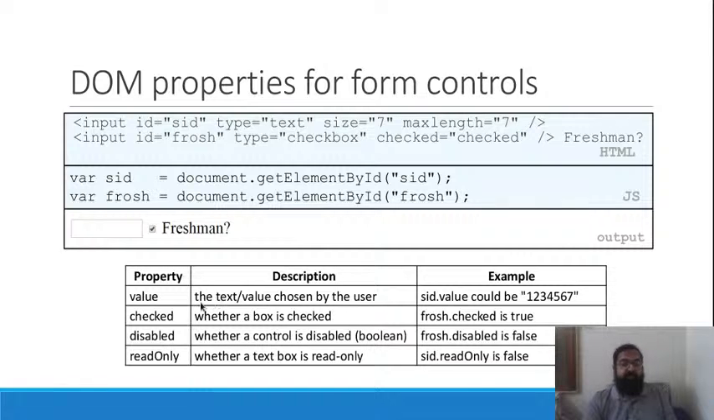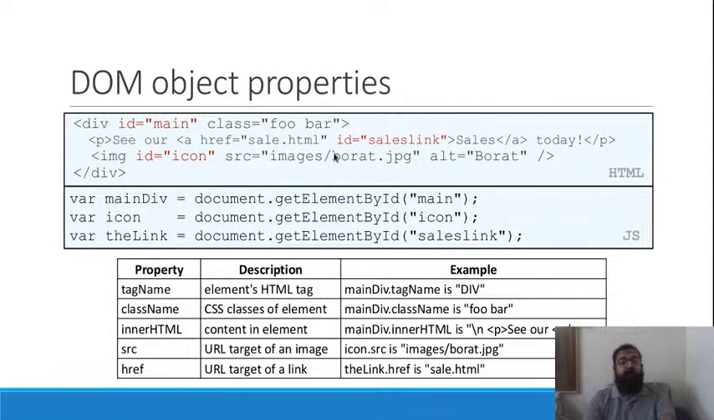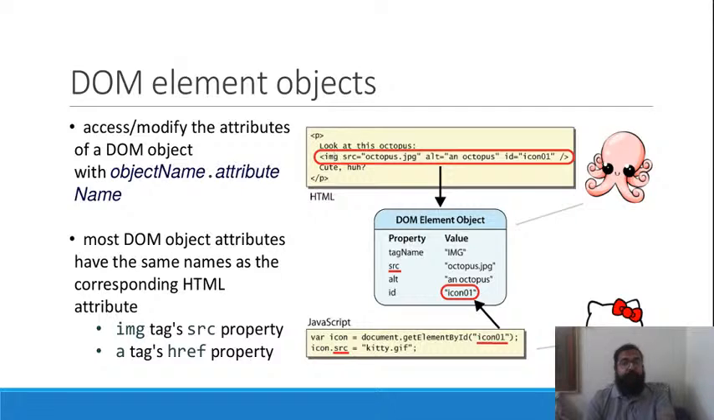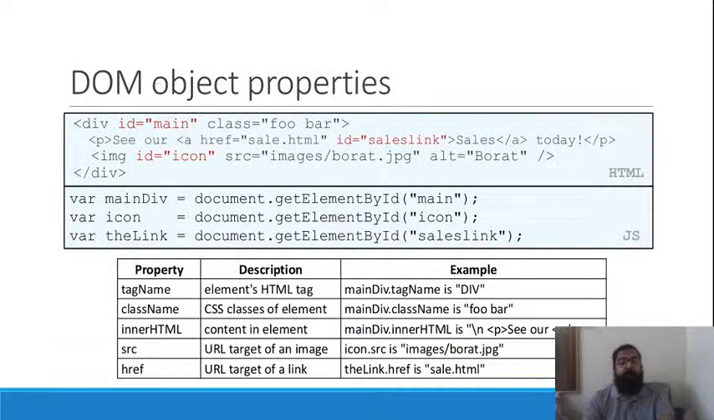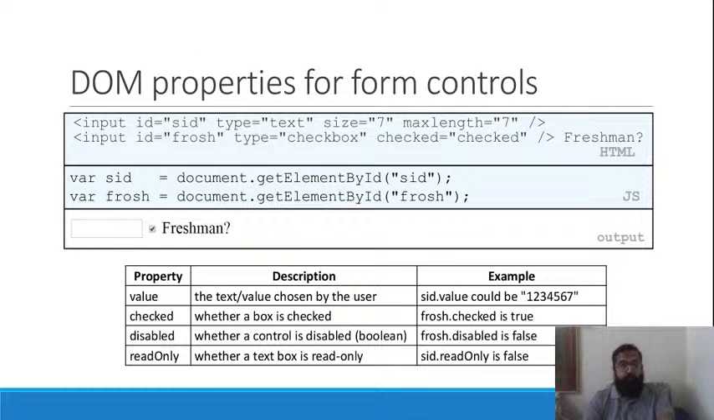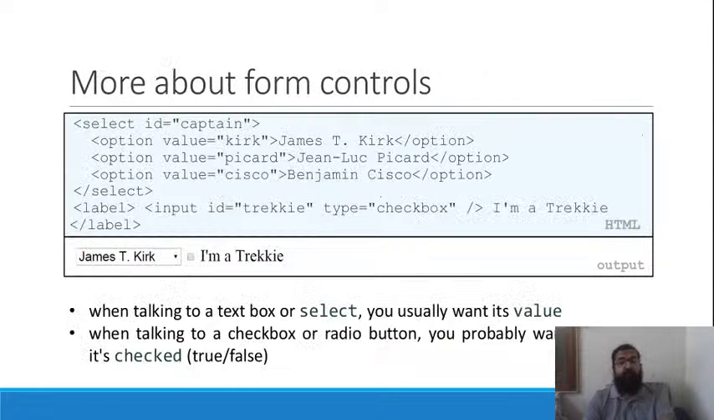So these are the different properties and their descriptions. You can actually play around with it and change the values also using the JavaScript functions that you will create to handle a particular event related to these buttons or forms. So we have learned the DOM element objects, the DOM object properties, and the DOM properties for form controls. Then let's take a look at some more form controls.